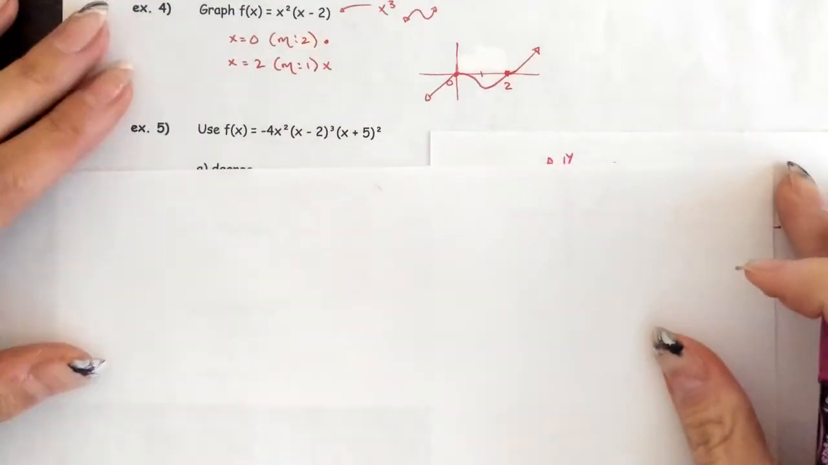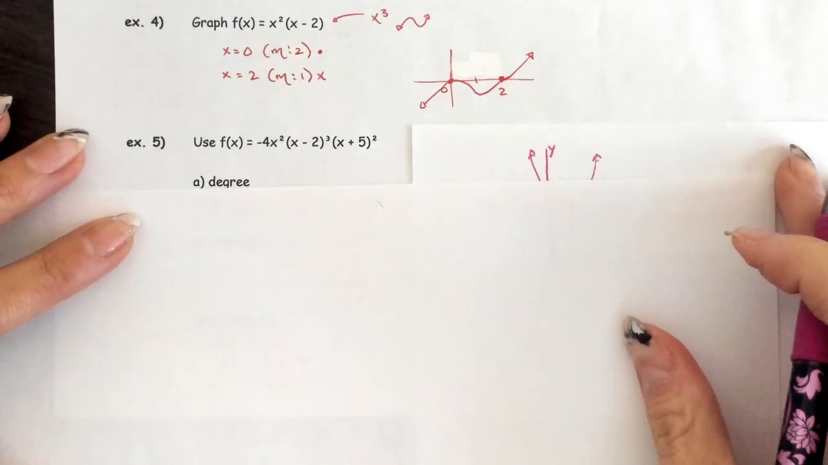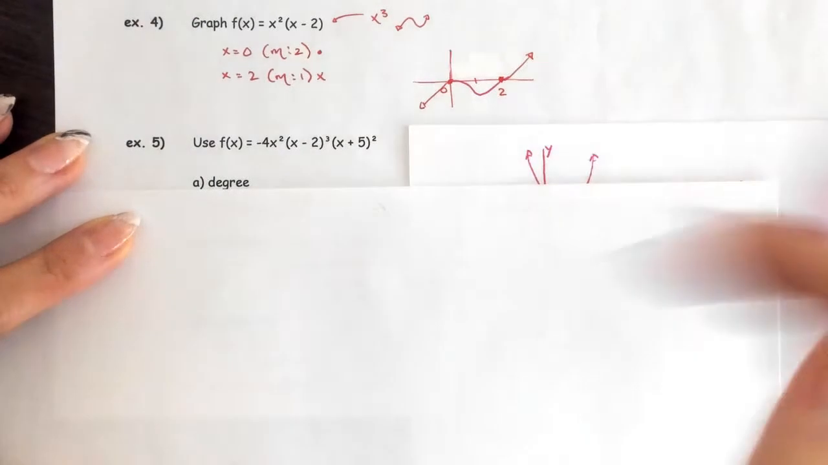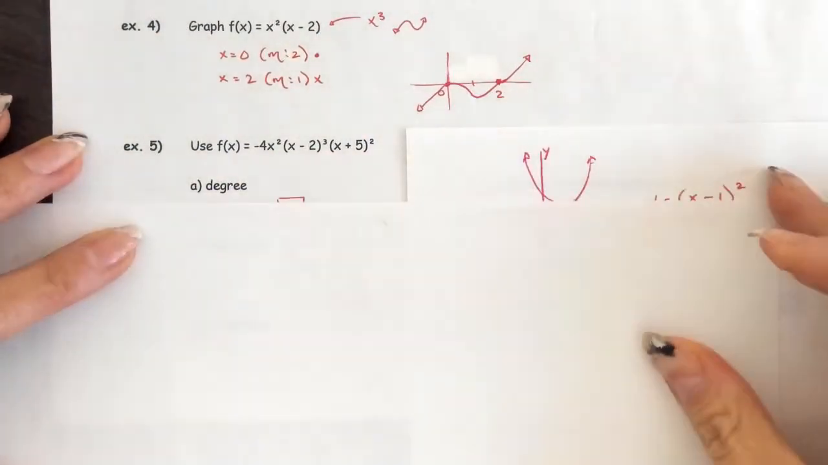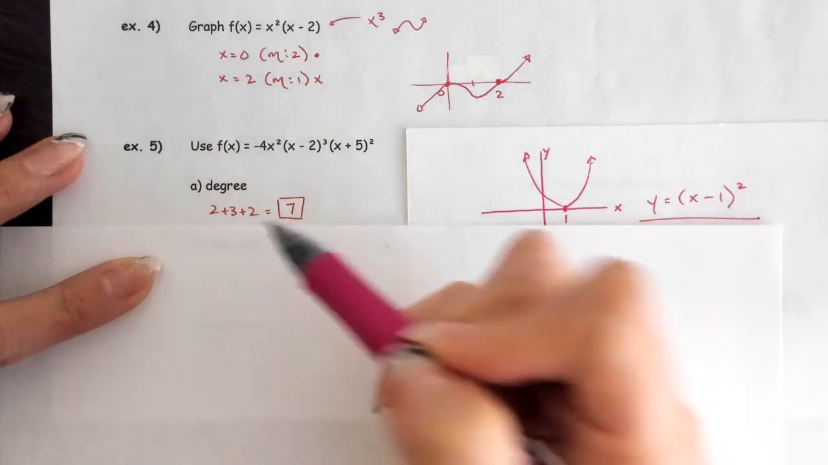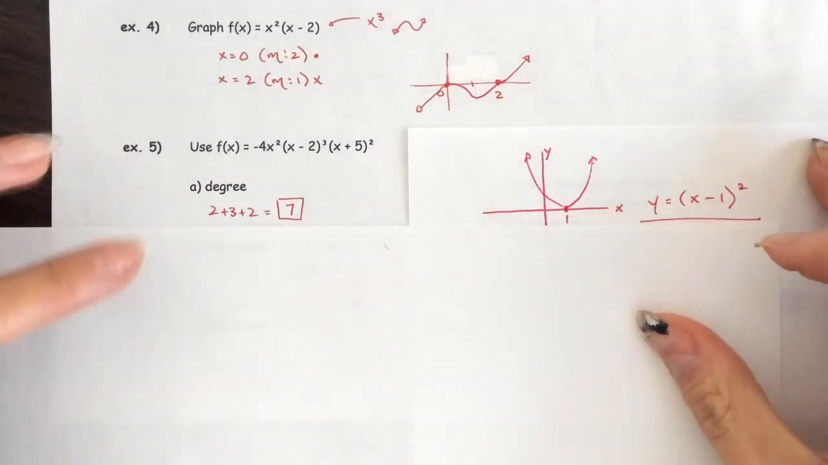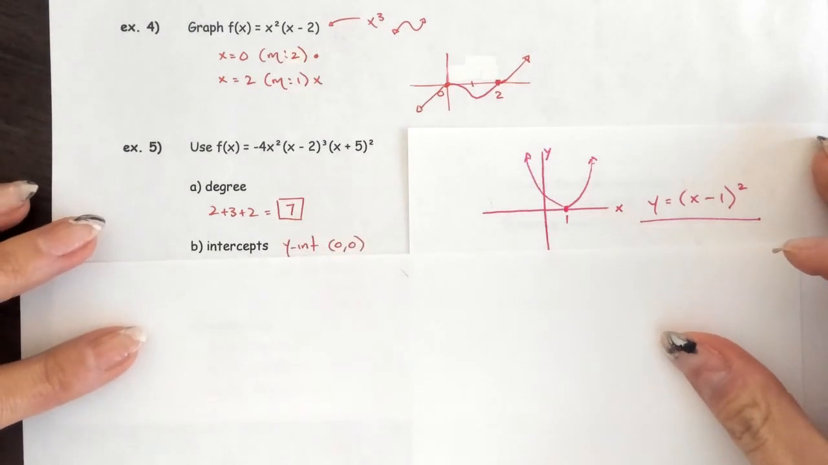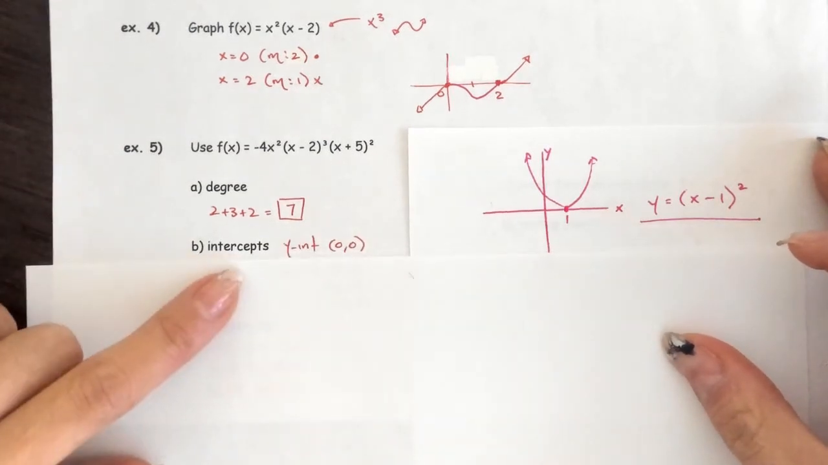Okay, so let's see. Sorry, this has a lot more information. What degree is this? Well, that helps if you did that part, right? So degree, second degree, third degree, second degree, it's going to be degree 7. It's going to be a negative x to the 7th. It's degree 7.